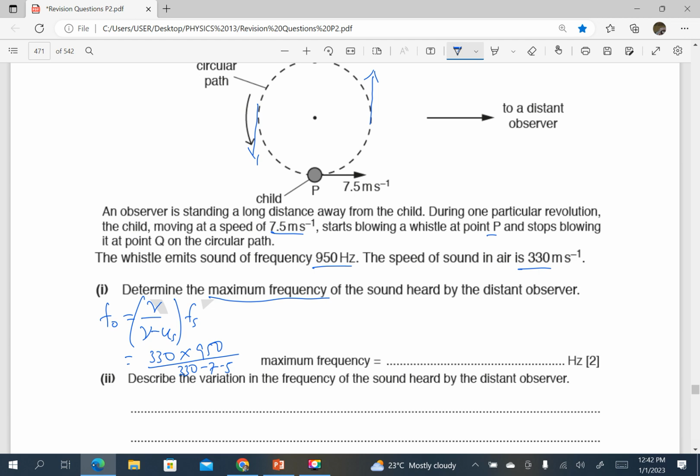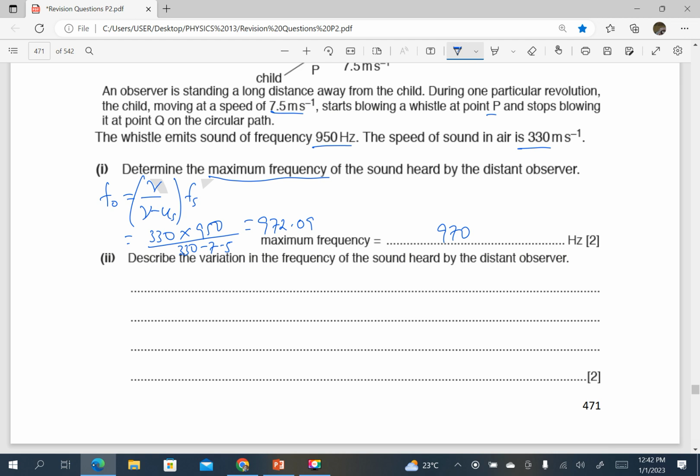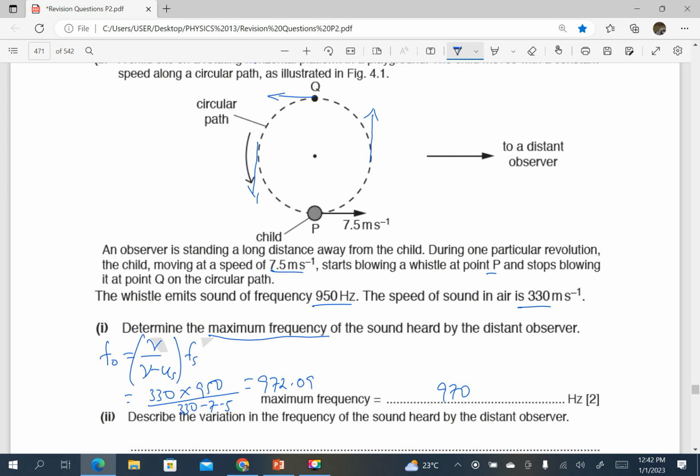So what is the frequency here? 330 times 950 divided by open bracket 330 minus 7.5. So this is giving us the maximum frequency as 972.09, which is approximately 970 Hz to two significant figures. Describe the variation in the frequency of the sound heard by the distant observer. Of course, the frequency is going to vary. It will increase and decrease.